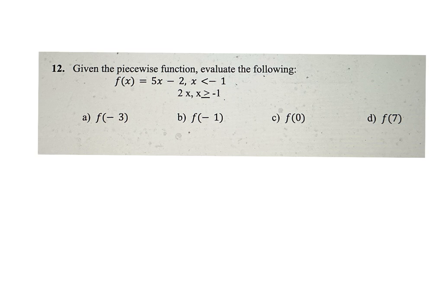Last one, number 12, is piecewise. Just got to look where you're going to plug them in. This one says f of negative 3. Negative 3 is less than negative 1, so I'm going to plug it in right there for that x. So it's going to be 5 times negative 3 minus 2. That's negative 17. There's the first one.